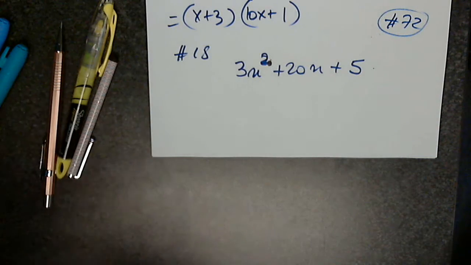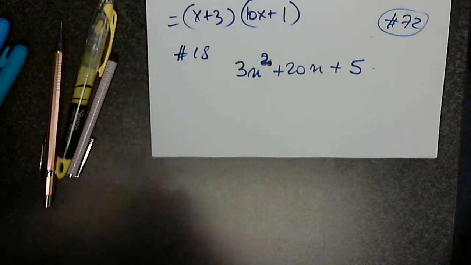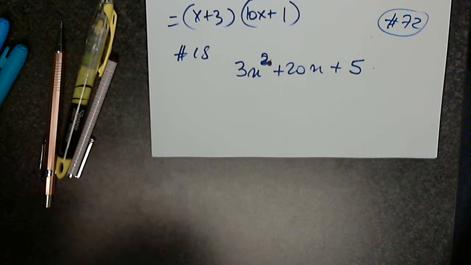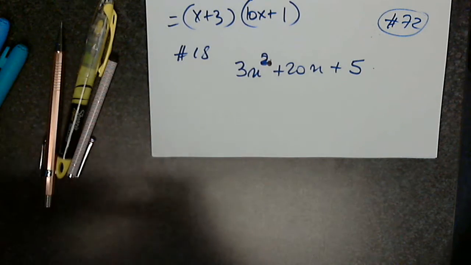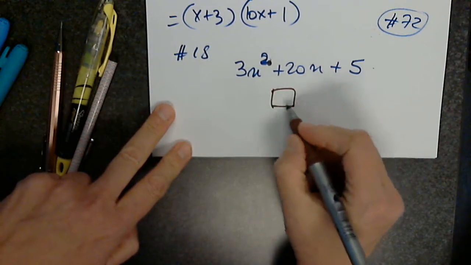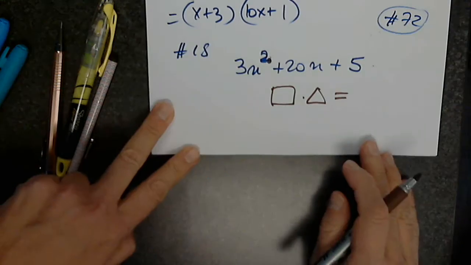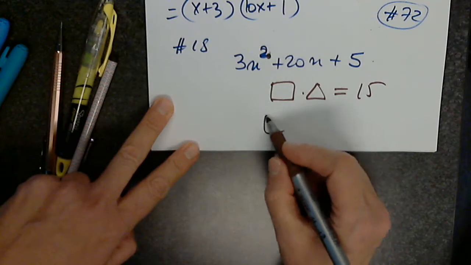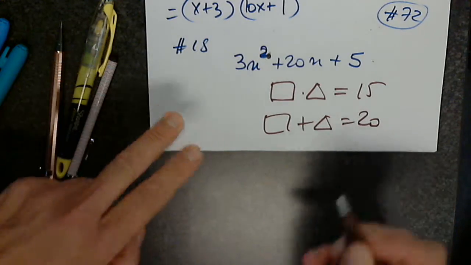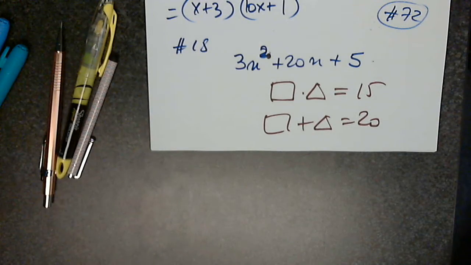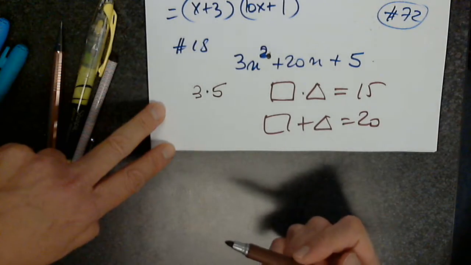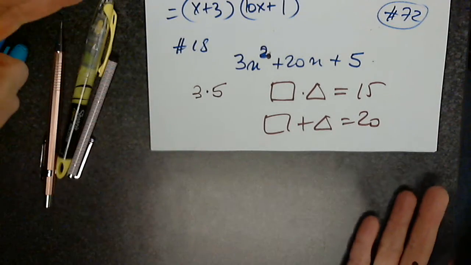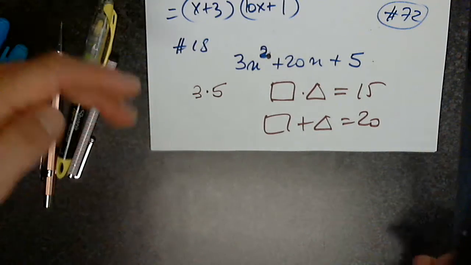Descending order, trinomial, descending order, no negative leading coefficient, no greatest common factor. I look for a special product; there is none. 1 is not the leading coefficient, so then I know that I need to find two numbers whose product is 15 and whose sum is 20. So 15 is 3 times 5, nothing else. So is there any way I can get a 20 as a sum?